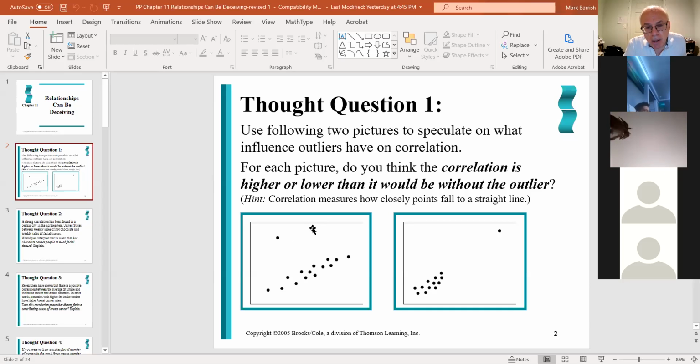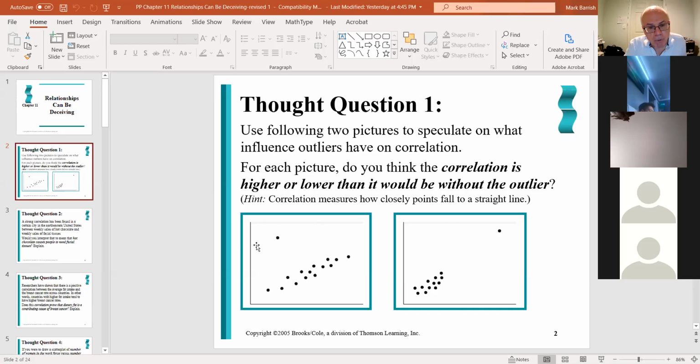Correlation measures how close the dots are to the line. The closer the dots are to the line, the stronger the correlation. So if we have a dot that's up here, what does that do to the correlation? Oh yeah, weakens it. That's exactly right. It weakens the correlation.